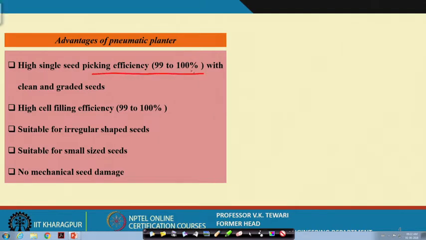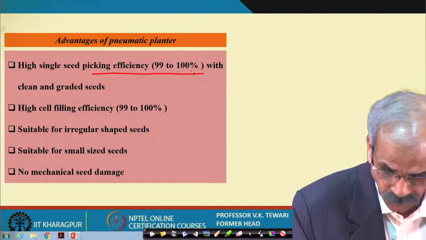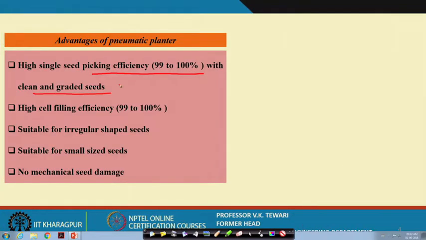Picking efficiency, you find that pick efficiency is 99 to 100%. It has to be, because the moment we talk of precision, we are talking of individual seeds, irrespective of what size and shape the seed is. It doesn't bother about that. What is the shape of this seed and what is the size of the seed, etc. Okay. With clean and graded seeds, yes.